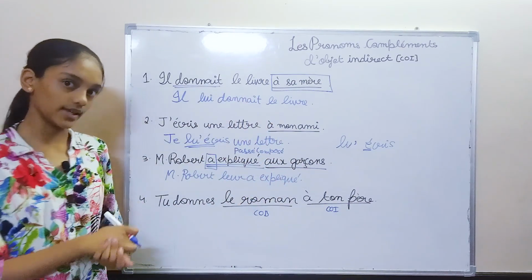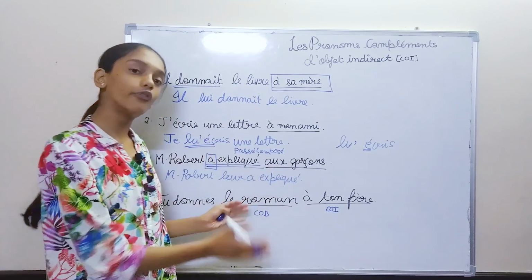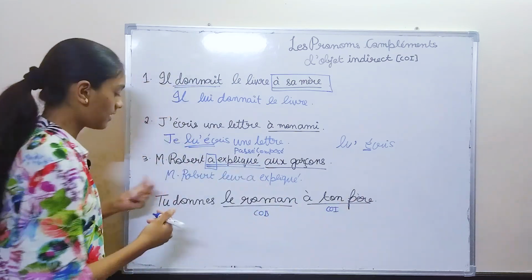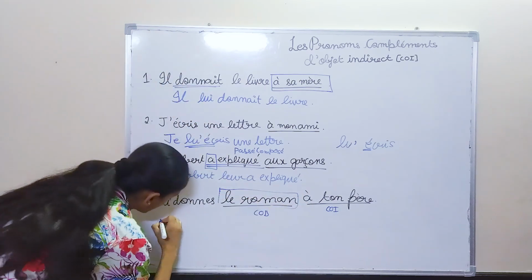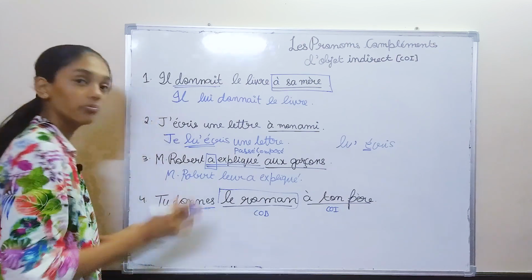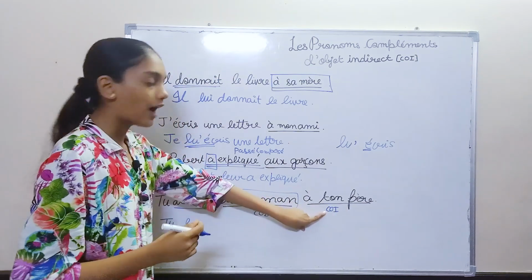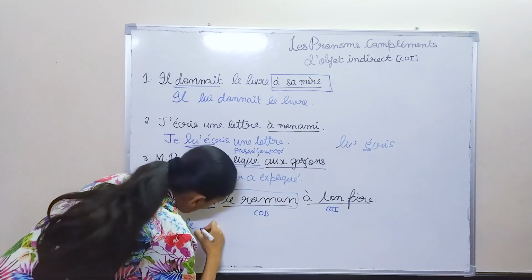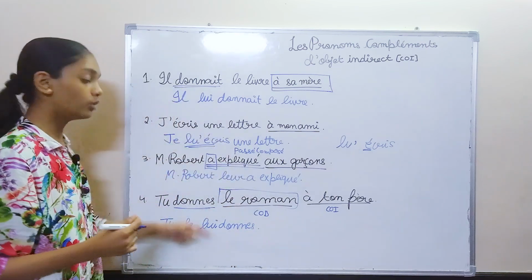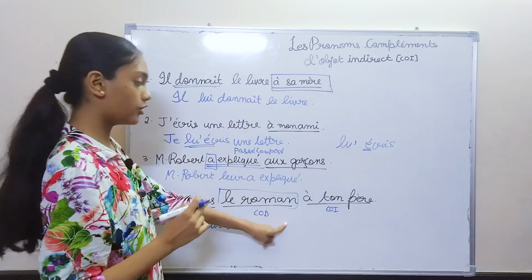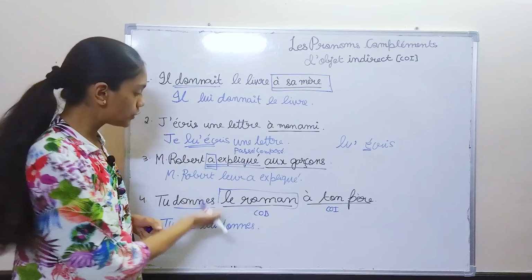So, what do we do in such cases? Here, we always put the pronoun for COD first, followed by the pronoun for COI. I'll write it and explain. So, le roman, it is masculine singular. So, it becomes tu, only one verb, therefore before the verb. So for COD, we place le. And for COI, à ton père is singular. So for singular, we place lui. And then donnes. Tu le lui donnes. That is how you do it when you have to do both COD and COI in the sentence.